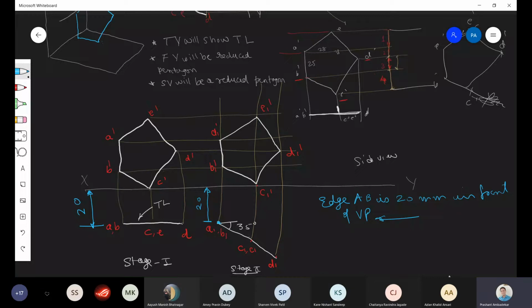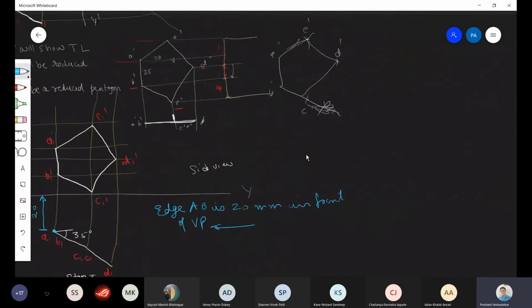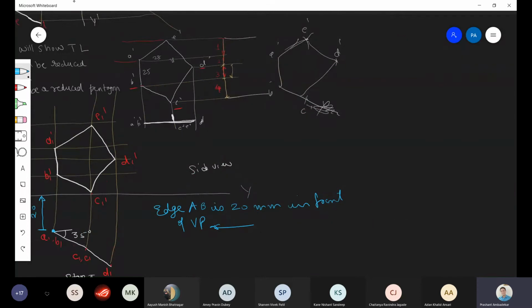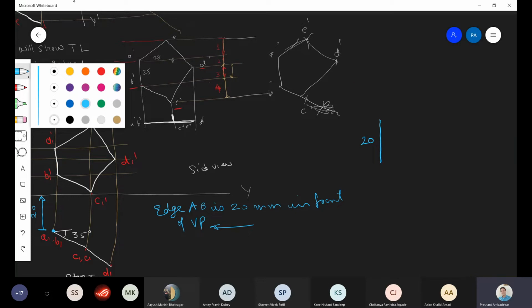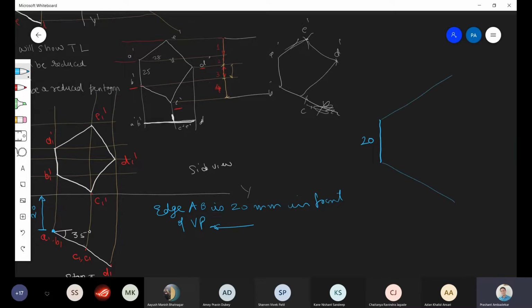Yes, sir. Okay, now about how to draw a pentagon. In order to draw a pentagon, you will draw a line. The length of this line is equal to the given side of the pentagon. Then you can draw a line like this and a line like this. What is this angle? This is 108.